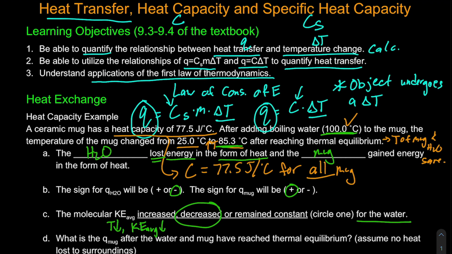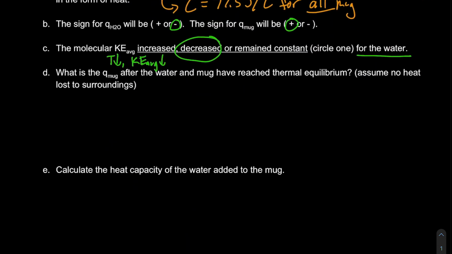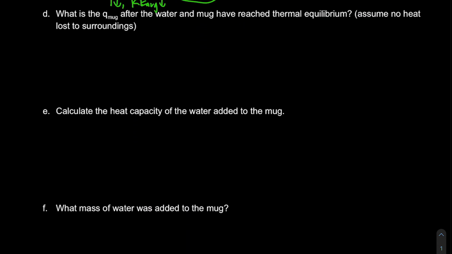So now let's get to the quantitative portion of this. We want to calculate the Q of the mug after the water and the mug have reached thermal equilibrium. Again, we're assuming no heat loss to the surroundings, just heat transfer from the water to the mug. So we see that we want to find the Q of the mug.